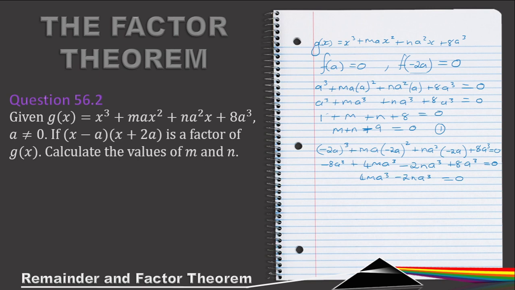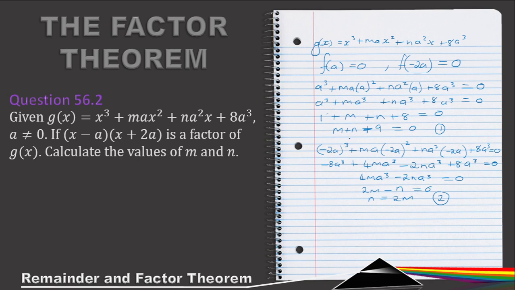And once again, we can get rid of the a to the power 3 by just dividing both sides. But we can actually also divide both sides by a common factor of 2. So this will then leave us with 2m minus n is equal to 0. We can then say that n is equal to 2m. Right. This is our second equation. So now all that's left to do is to take these 2 equations and do simultaneous equations on them and find out the values of m and n.